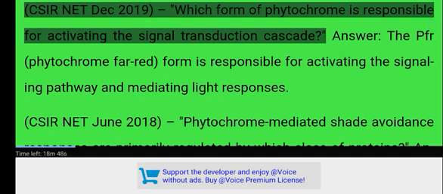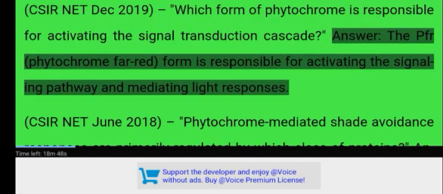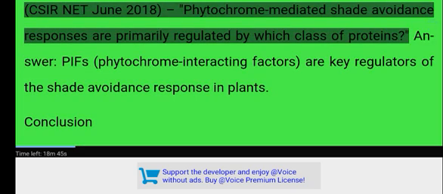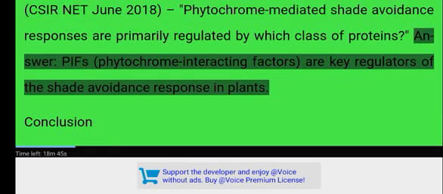CSIR NET 2019. Which form of phytochrome is responsible for activating the signal transduction cascade? Answer. The Pfr, phytochrome far-red form, is responsible for activating the signaling pathway and mediating light responses. CSIR NET June 2018. Phytochrome-mediated shade avoidance responses are primarily regulated by which class of proteins? Answer. PIFs, phytochrome interacting factors, are key regulators of the shade avoidance response in plants.